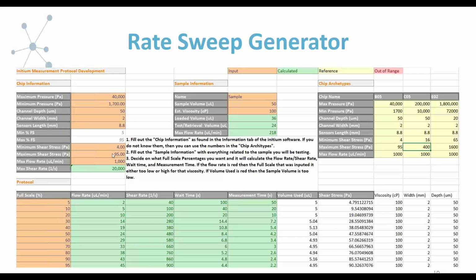And then you can change your maximum flow rate if you wish. And then you can hit enter, and it will populate a shear rate sweep for you. The VROC software also does this, but it's built into the software itself. With Microvisc, you have to do this all by hand.